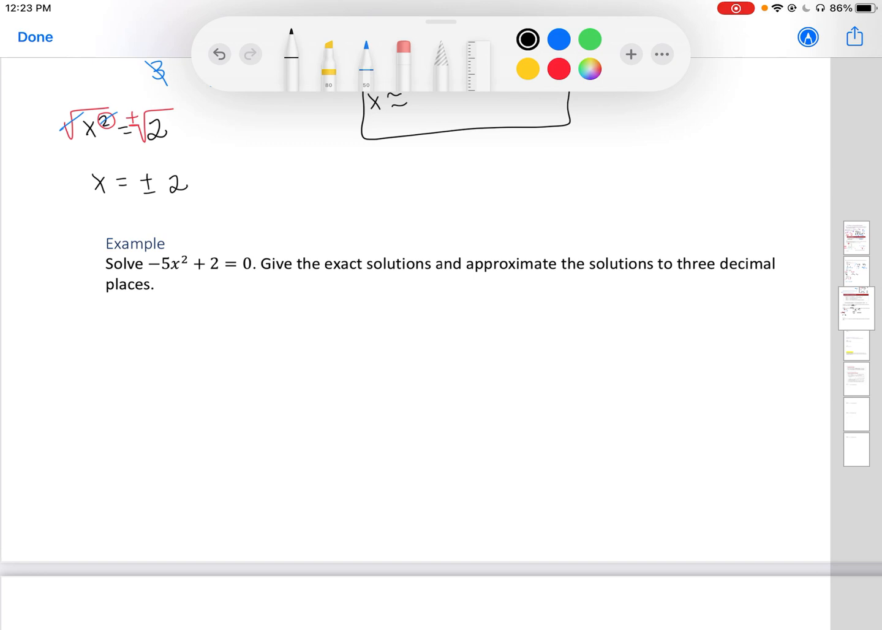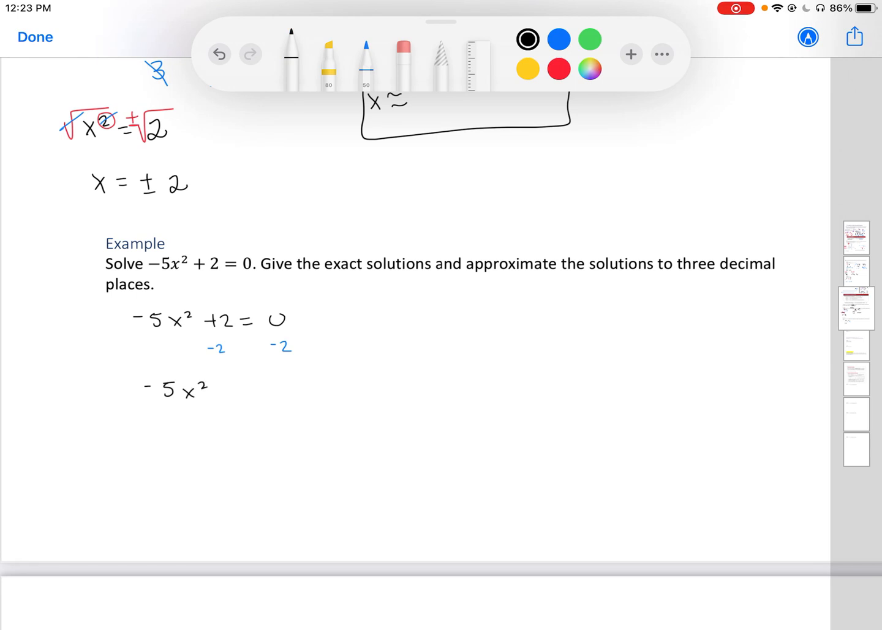Example 5. Solve negative 5x squared plus 2 equals 0. Give an exact solution and approximate the solution to 3 decimal places. All right, let's go ahead and do that one. So our first goal is to get that x squared by itself. So let's go ahead and subtract 2, subtract 2.